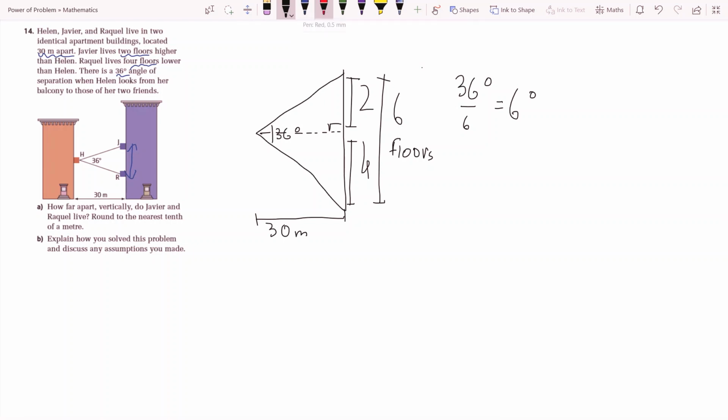Let me try and do it in a different color. Let me try and erase this 36 degree right here. So we know this would be 12 degrees. And since we know that one was 36, we can just go 24. Or an alternate method would be 6 times 4 is 24 degrees.